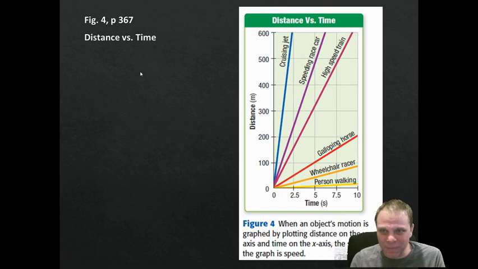All right, so here are a couple different plots of different types of things and how quickly they move.